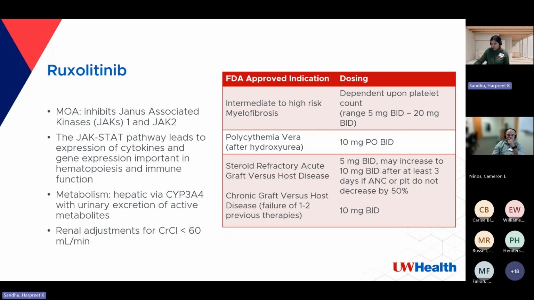There are multiple indications for use for ruxolitinib, and the dosing is dependent on that indication. So in myelofibrosis, you'll typically see higher doses of Ruxol used, anywhere from 5 to 20 milligrams twice a day, depending on the platelet count at initiation. In polycythemia vera, the initial starting dose is 10 milligrams twice a day. In steroid refractory acute GVHD, the starting dose is 5 twice a day, but could be increased to 10 twice a day as long as there's tolerance from a heme perspective after a few days. And for chronic GVHD, the starting dose is 10 milligrams twice a day.